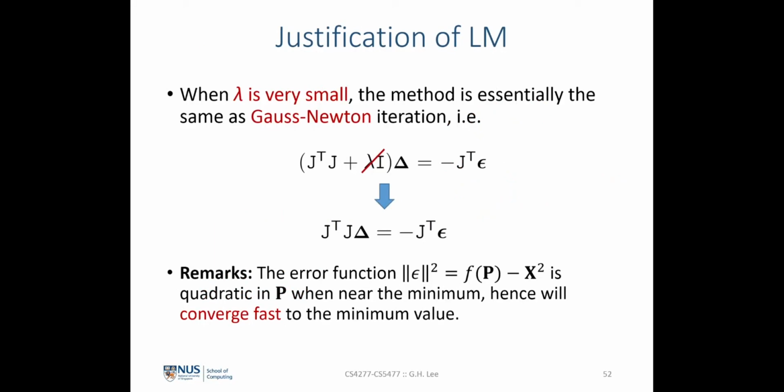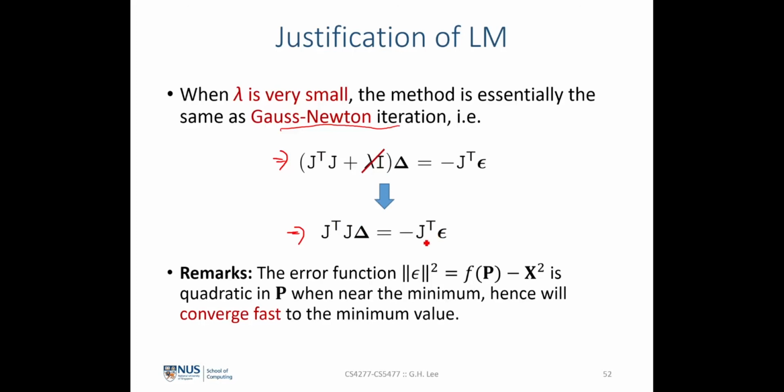So we'll see why we do these adaptive changes to the parameter lambda. When lambda is very small, the method is essentially equivalent to Gauss-Newton iteration. We can see this from the normal equation in the Levenberg-Marquardt algorithm: when lambda here is very small, this term over here becomes negligible, and we will simply get the normal equations that we have seen earlier in the Gauss-Newton algorithm.